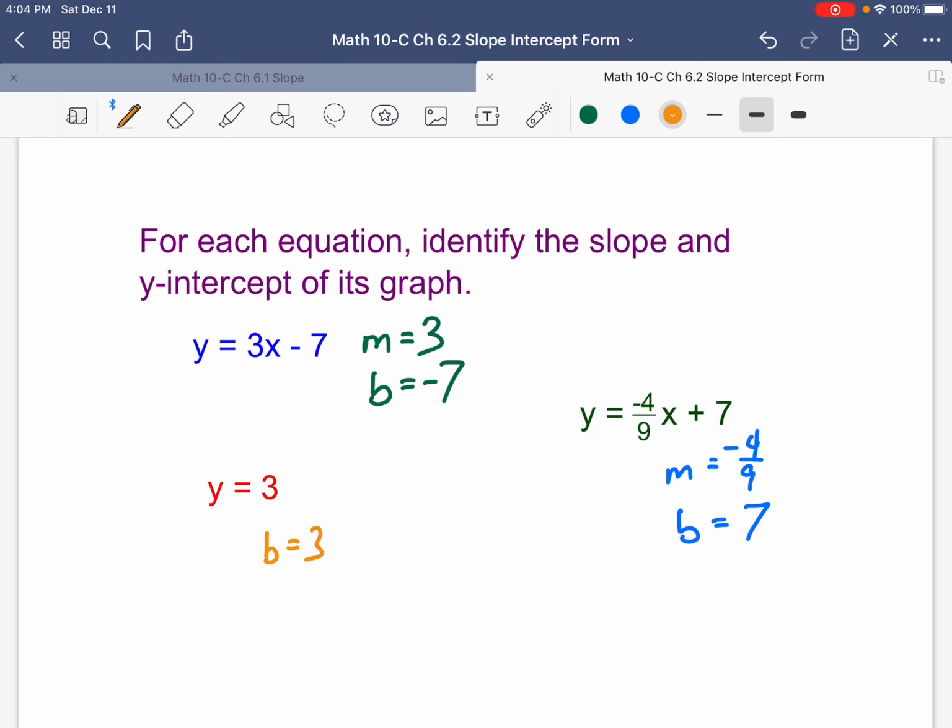This third one here is sneaky. We see my constant, my b-value, is 3, but what's my slope, m? Well, if I wrote this plus 0x, then you see the slope is 0. What we have is a horizontal line.